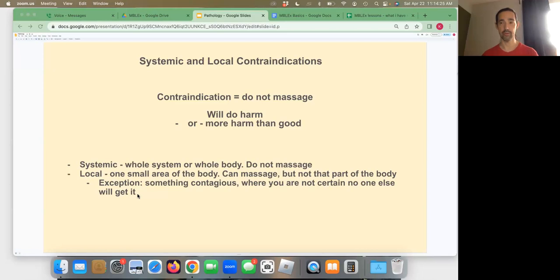So one important exception, where you see something that looks like it's localized to one area, is the question, is it contagious? And the answer is yes, or probably, or it might be contagious. If you're not 100% certain that no one else is going to get what this client has or what you have, just cancel the session, just reschedule the session. Don't treat the person at that time.